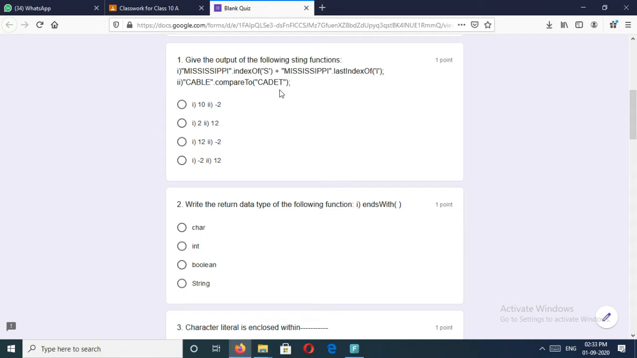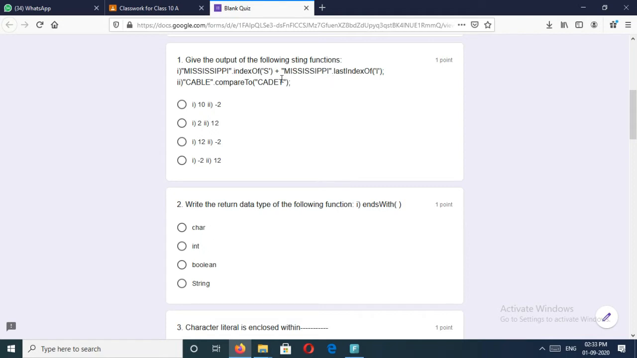That means the index number of the first s. We know that in string functions, the index number starts from 0. That means the zeroth index is m, the first index is 1, the second index is s, and it will count like that. Only in the case of the length function do we start counting from 1. Other functions start counting from 0. Because of that, the first index of s is equal to 2. Okay, first answer.